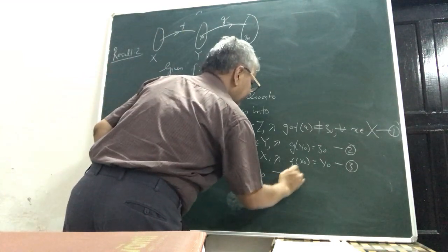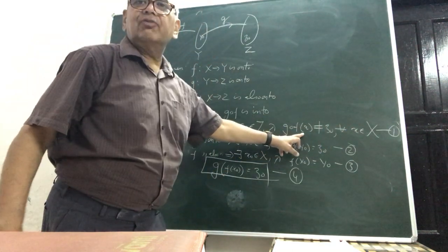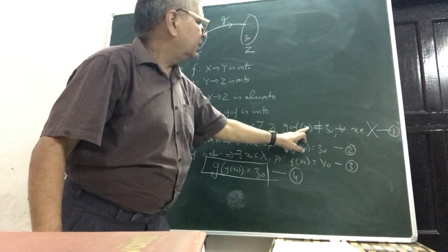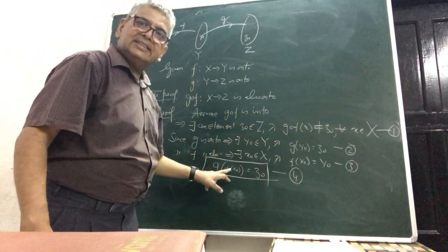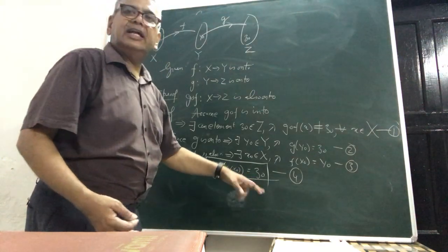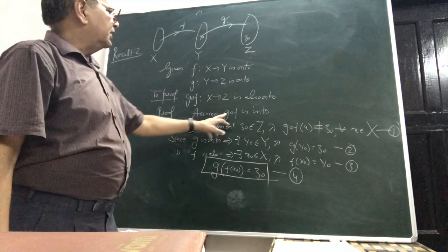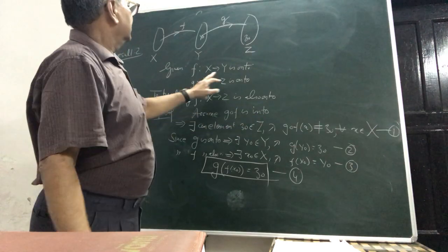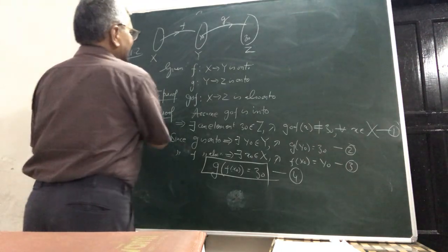And see, this is the result 4, which is in direct contravention to your first result. Because in the first result, you were assuming that hardly any element exists in the capital X set, the domain of g o f, whose image is z naught. But here we have shown that there is an element x naught whose image under the g o f function is equal to z naught. So you are reaching a contradiction, and as such, the assumption that g o f is into is incorrect. So this will not happen. And as such, if f is onto and g is onto, then g o f ought to be onto. So this was the second result.